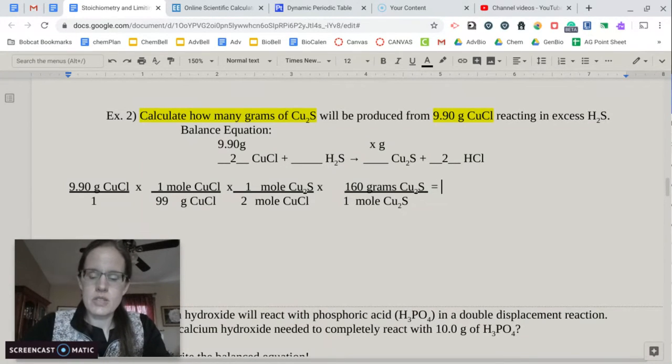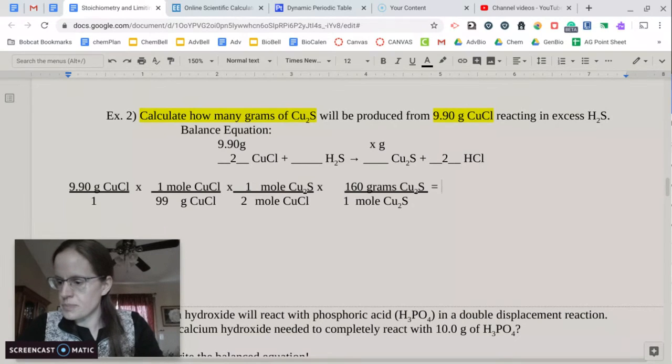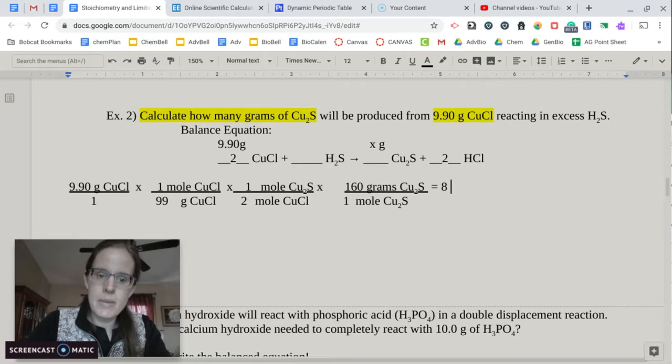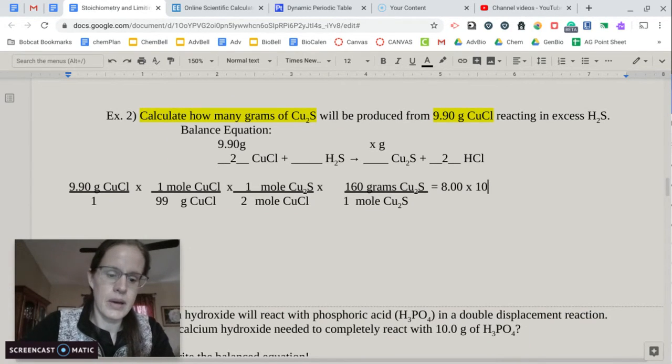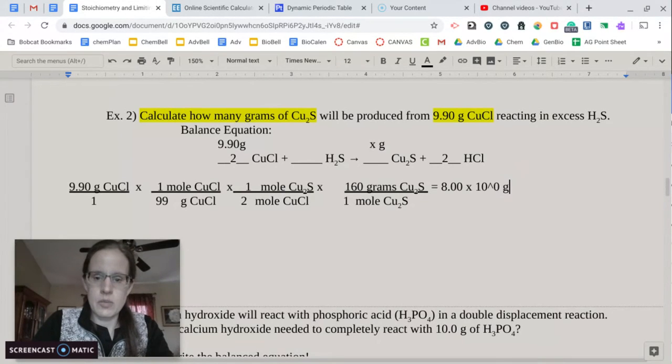And then you're still doing sig figs. You're still doing scientific notation. So when I plugged it in, I got 8, but if you look at the number that they give you to start with, it's got 3 sig figs. So I'm going to have to stick some zeros on here, 0.00, to make it have 3 sig figs, times 10 to the 0, because it is exactly 8. But we will have to do scientific notation. And then I have to put a label on there if I want the points for it.